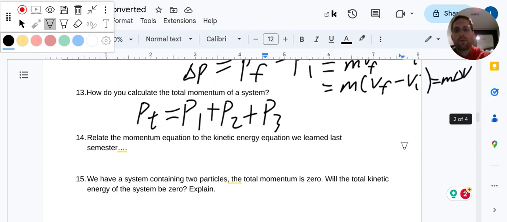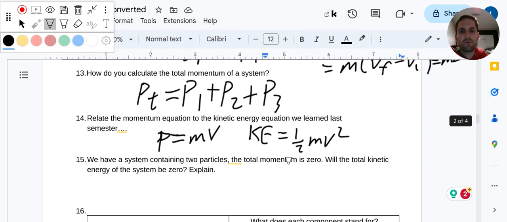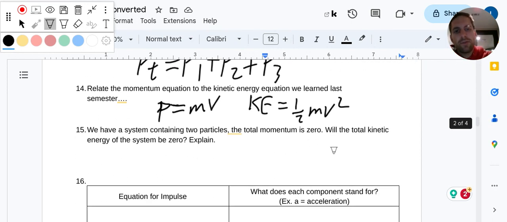So when we relate the kinetic energy equation to this momentum equation, momentum is m times v. Kinetic energy from chapter 6 is 1/2 mv squared. So they're somewhat similar. They both have mass and velocity. And for number 15, since they both have mass and velocity, if the total momentum is 0, one of them has to be 0. Either the mass is 0 or the velocity is 0. Well, if one of them is 0, then kinetic energy also has to be 0 because it has the same quantities. So kinetic energy will be 0. Yes.